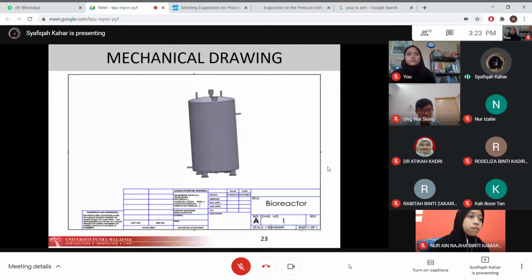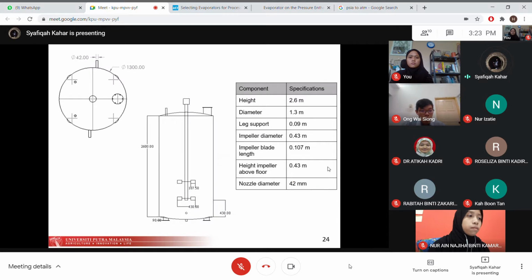Okay, next is the mechanical drawing. This is the drawing that I made using SolidWorks software, because I cannot open AutoCAD on my laptop, so I use SolidWorks as the alternative. Okay, next is the dimension of the bioreactor that I designed, which is a height of about 2.6 meters, with a reactor diameter of 1.3 meters.